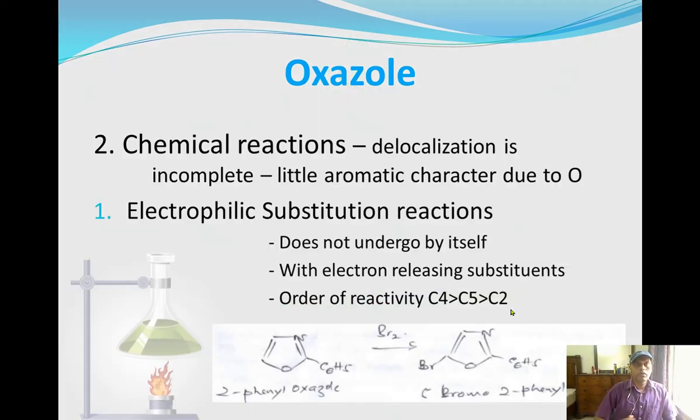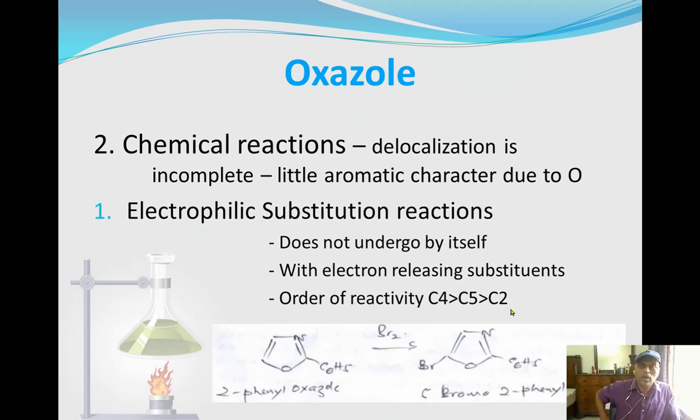So next we are going to study chemical reactions. One thing to be observed here is the delocalization of the pi electrons in the ring. It looks like it is incomplete. Because it looks incomplete, we can say it has less aromatic character. Why is this happening? It is due to the presence of oxygen.